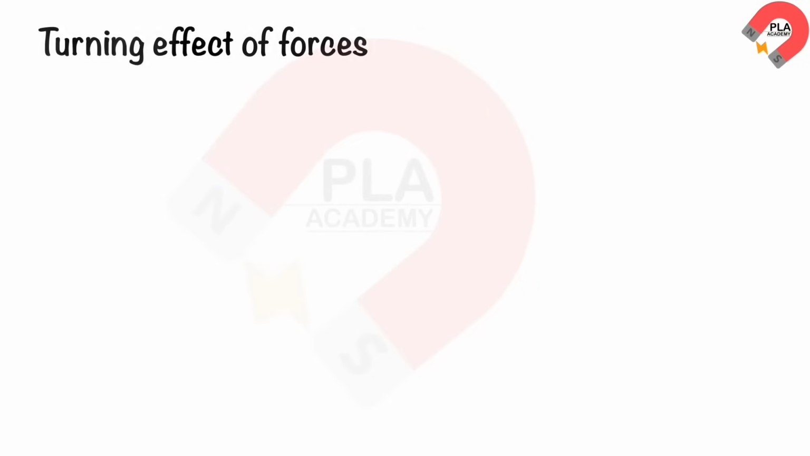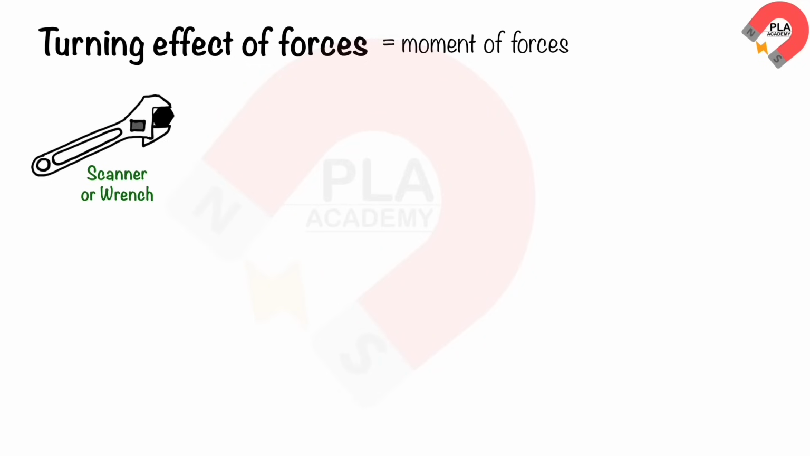Turning effect of forces is a measure of the moment of forces. When forces act around a fixed point called a pivot, they have turning effects called moments. We use these effects all the time in everyday life. For example, a spanner, or wrench, is used to loosen a nut. You apply a force that creates an anticlockwise moment, helping you turn the nut.